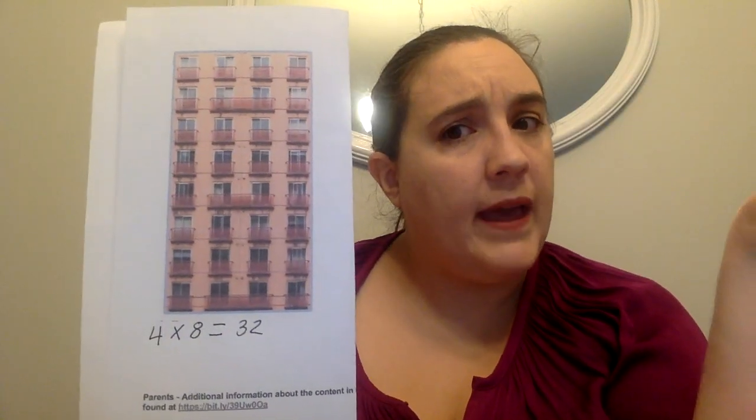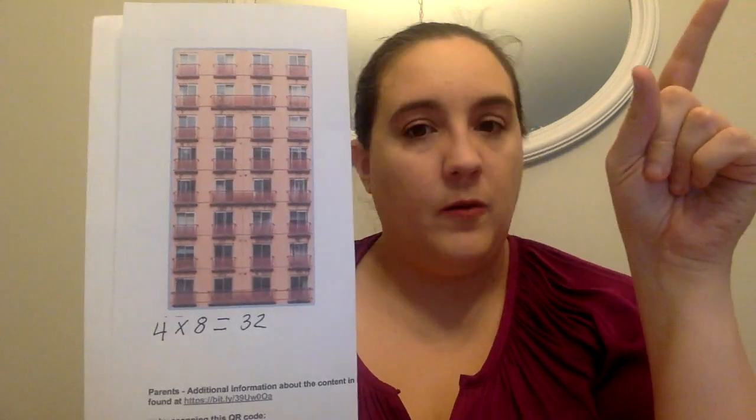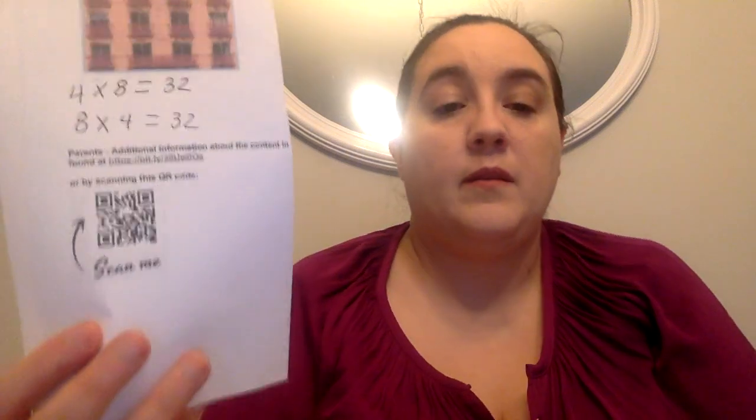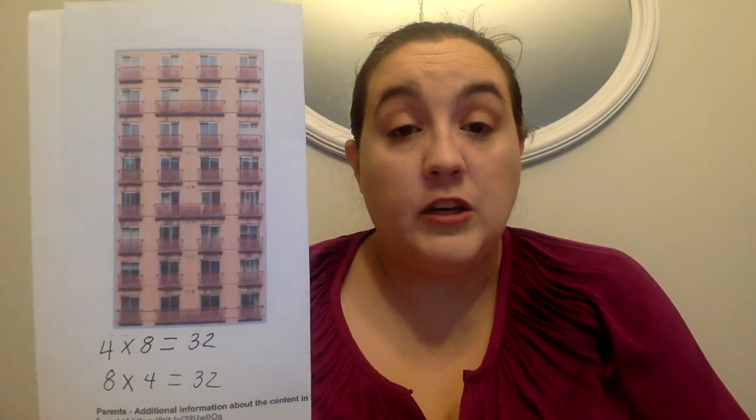But is there another way? Let me think. I know. Because when I learned my multiplication, I learned that I could switch the order of these two factors, but my answer would still be the same. So let's try that. If I go 8 times 4 equals 32. Can I do that? I should be able to. Let's skip count and see.